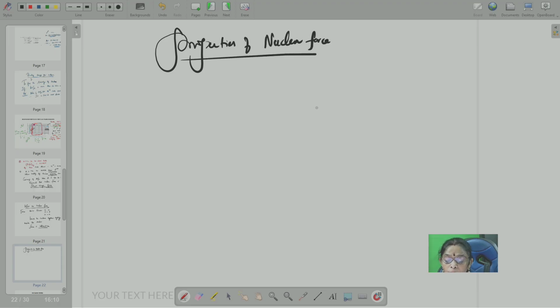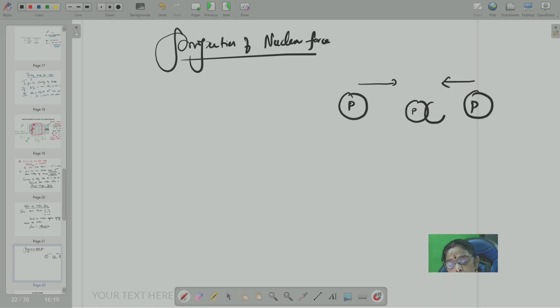For example, one proton is here, another proton is here. When these protons come closer together, the repulsive force is dominating. But when they come very close, Coulomb's repulsive force is negligible and a strong attractive force acts. That is nothing but the nuclear force. So it is not only between proton and proton, it is also between proton and neutron.